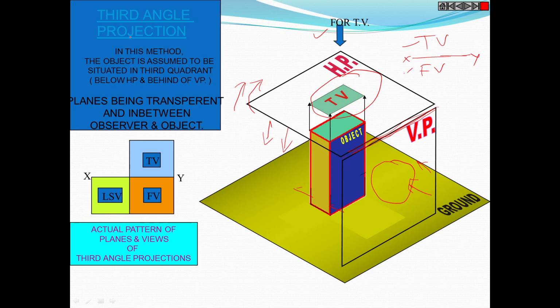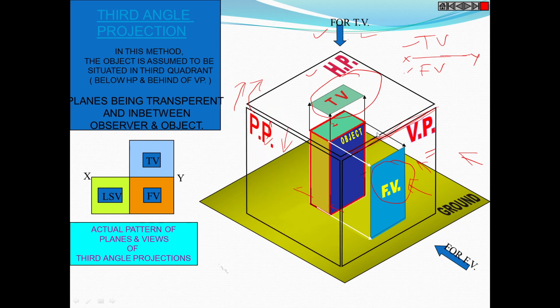So why is it called the third angle method of projection? Because of the combination: you can see observer, plane and object. This is the front view, and on the profile plane, that is LPP, left profile plane, we get the left hand side view. We are looking from the left, so it is the left hand side view.